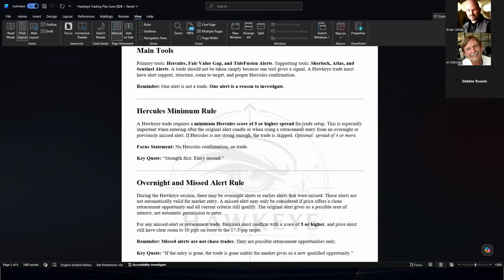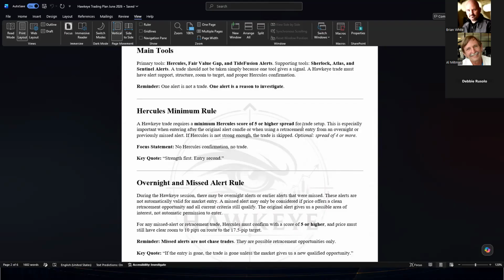Hawkeye is going to take all these tools and we're going to evaluate. So you need to have that alert support and structure that we talk about all the time. And most importantly, you need to make sure you have room to target, and we'll talk about that in a moment. And then proper Hercules confirmation.